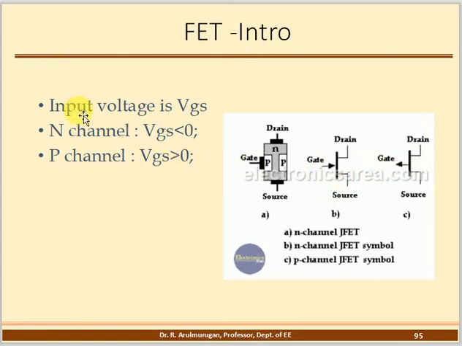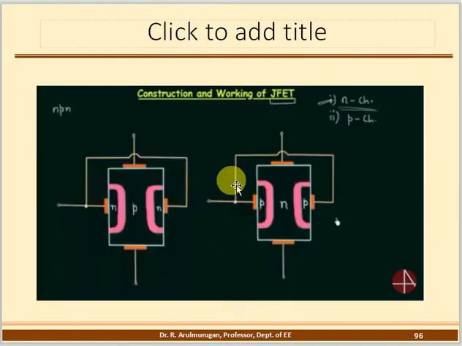So N channel FET and P channel FET, what is the difference between these two? When you use the N channel FET, the input voltage must be less than zero: VGS equal to 0, VGS equal to minus 1, VGS equal to minus 2, like that. When you go for the P channel, VGS is greater than 0, just the opposite. These are the two types of FET construction.